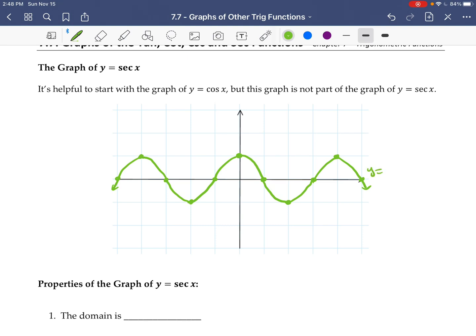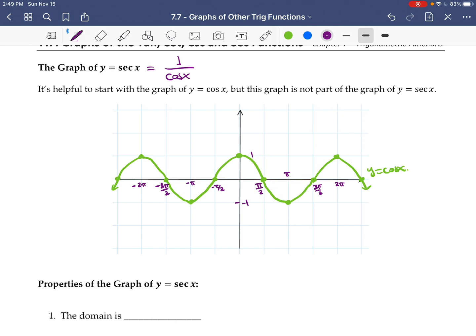Okay, so that's y equals cos x. This is pi by 2, pi, 3 pi by 2, 2 pi, etc. And this is negative pi by 2, negative pi, negative 3 pi by 2, negative 2 pi. Okay, so that's what it looks like. So we want to remember that secant is 1 over cos of x.